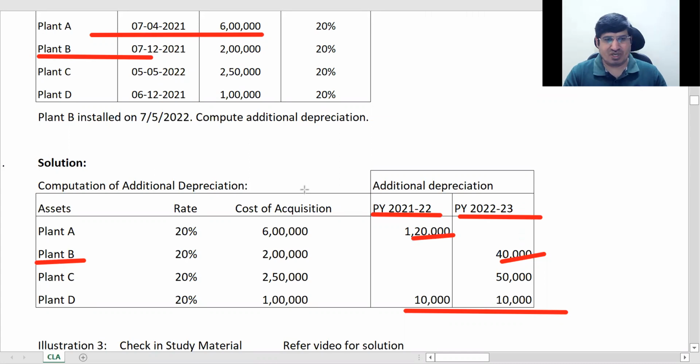And plant C, it was bought itself on 5/5/22. So straight away it will go to whole thing, it will get in next previous year.